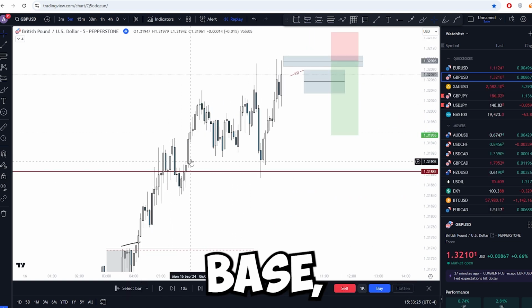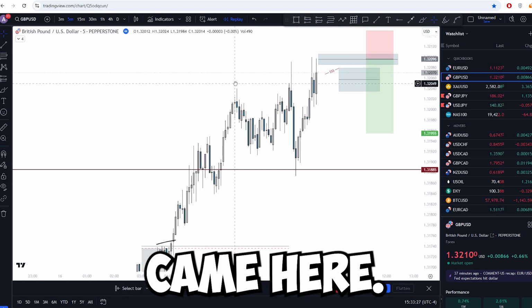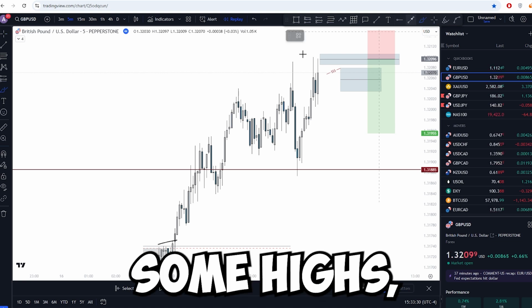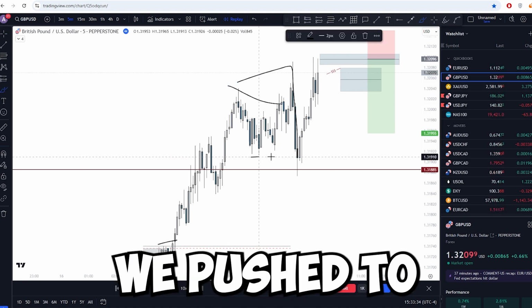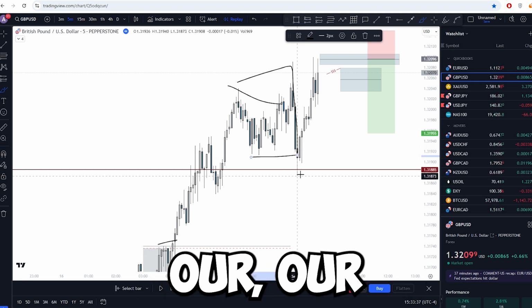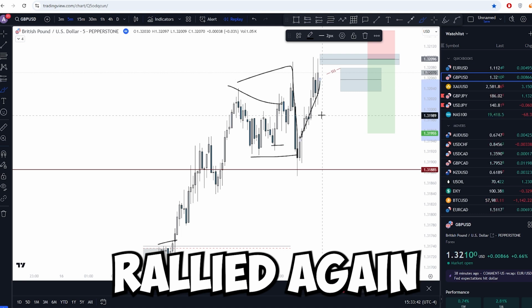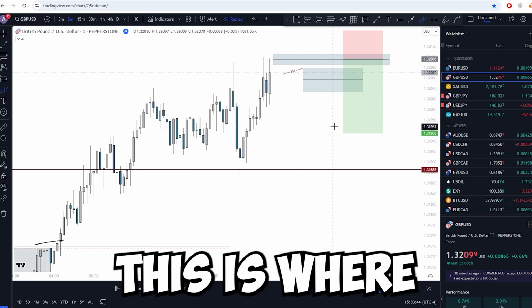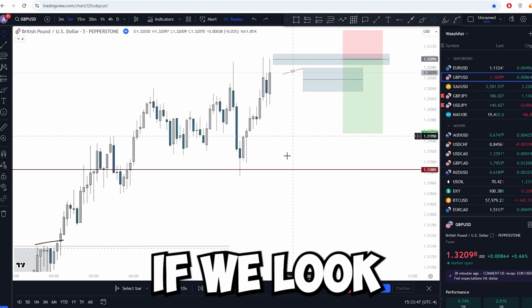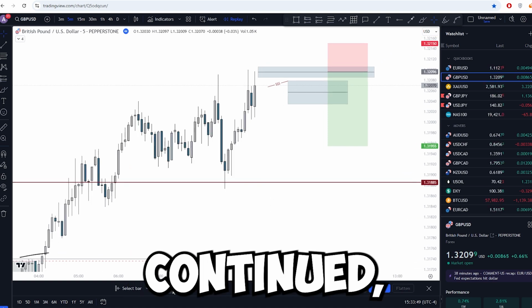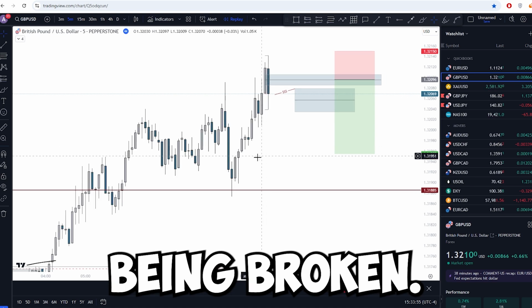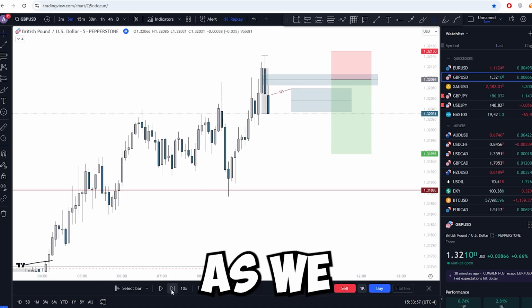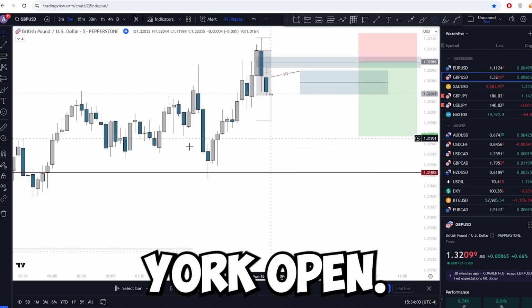We saw a huge rally, base, and then came here, gave us some highs. We saw some resting liquidity on there. Price took it out, big push to the downside, took out our early buyers, and then rallied again to the upside. Now, this is where things got a bit interesting. If we look at price action as we continued, we see that we were forming higher highs. Structure is clearly broken. And then as we kept on going, we had New York open.